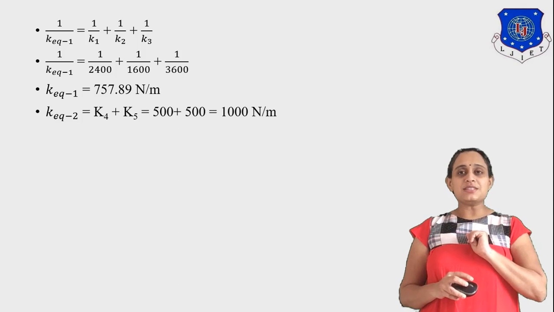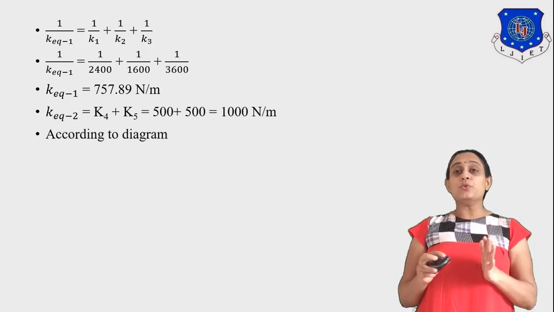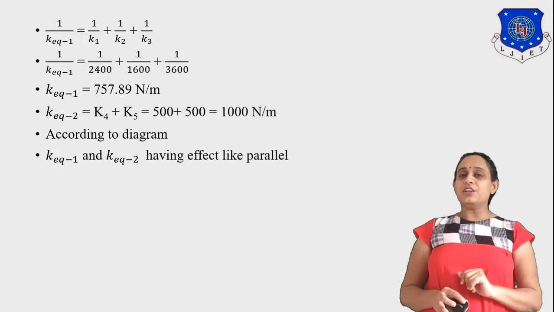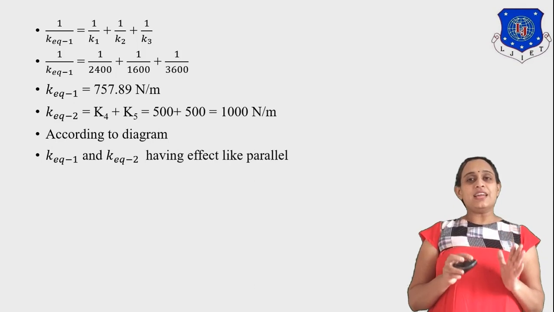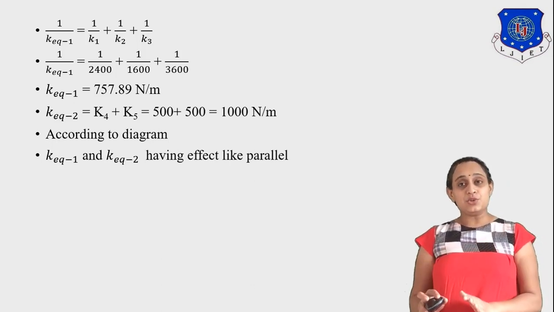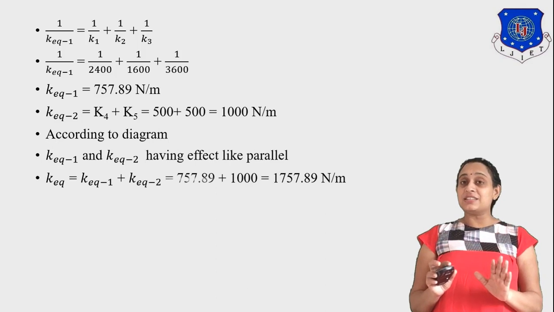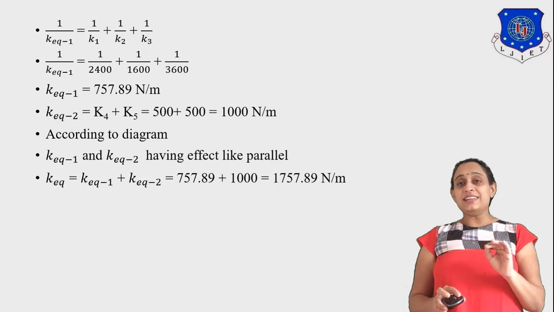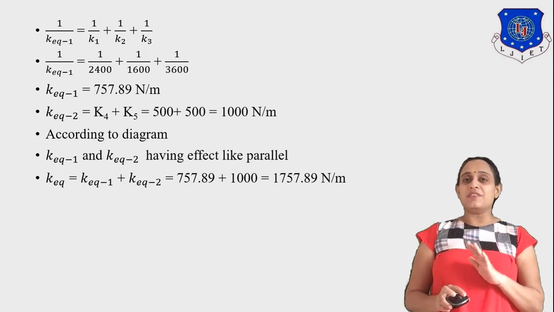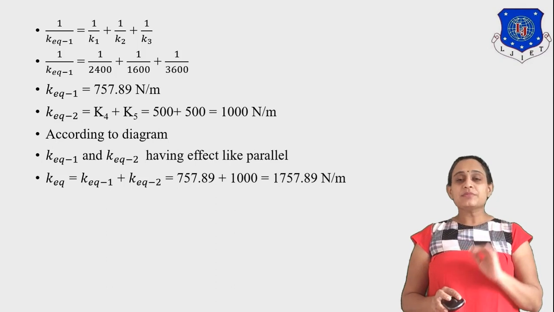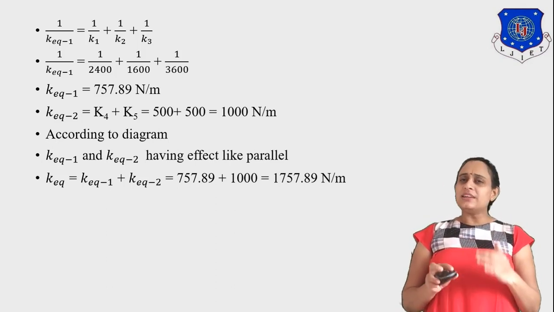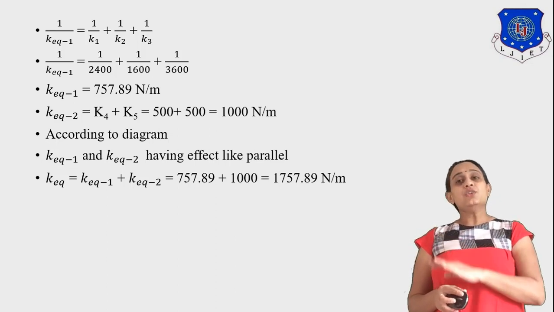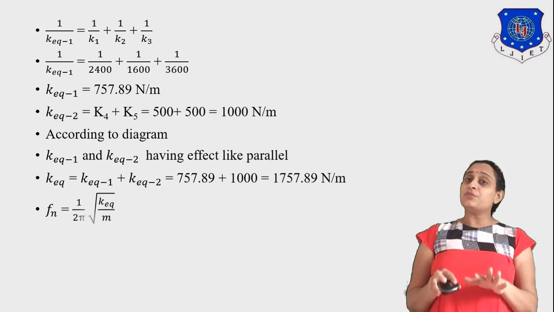Now, if the deflection is the same, then the system should be in parallel. Hence, according to our diagram, we have to consider K equivalent 1 and K equivalent 2. They both act like parallel springs. Okay, so what is the final K equivalent value? It is K equivalent is equal to K equivalent 1 plus K equivalent 2. So let us have the sum of it. And what is the sum? 1757.89 Newton per meter. Now this is the method of K equivalent.